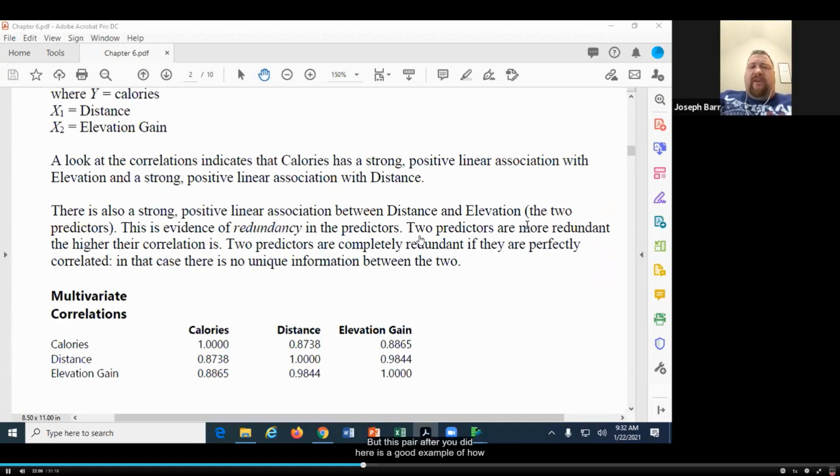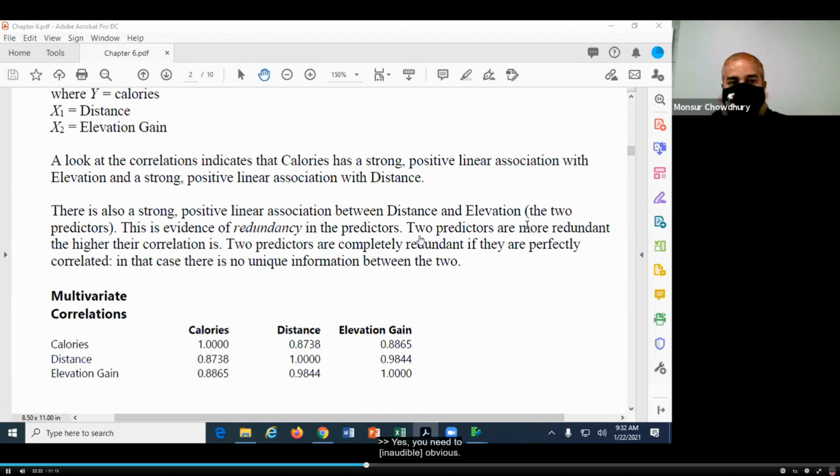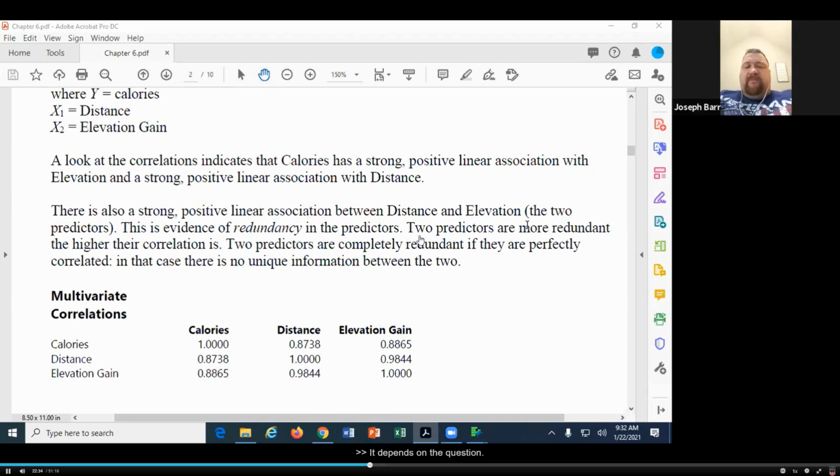But this paragraph that you did here is a good example of how you say there's a strong positive linear association. Is this the type of verbiage you want us to use for explaining our answers? Yes, you need to also show this. If I ask you, do a scatter plot of this or check whether they are strongly related or not, then you have to do this part. It depends on the questions.